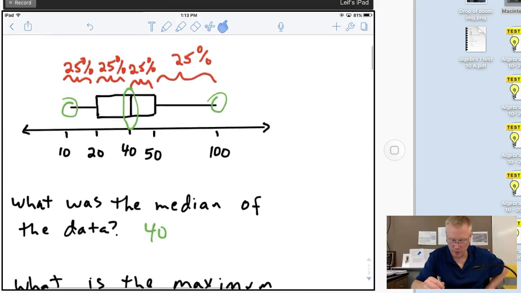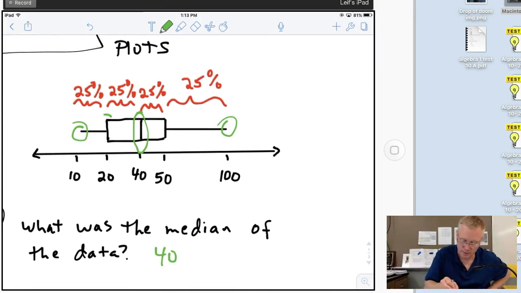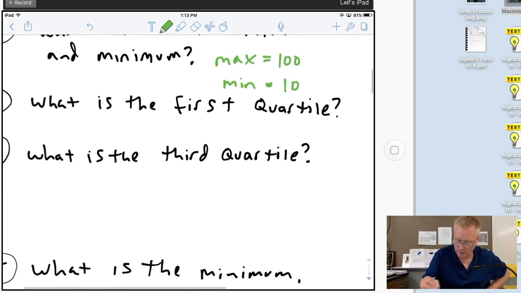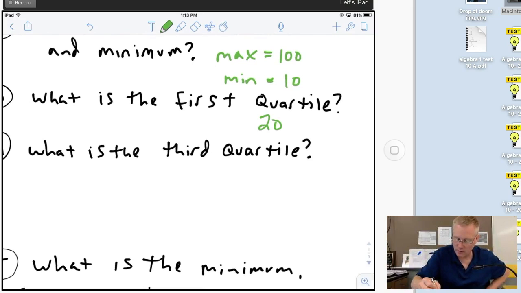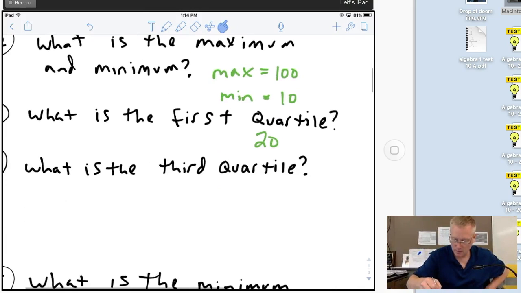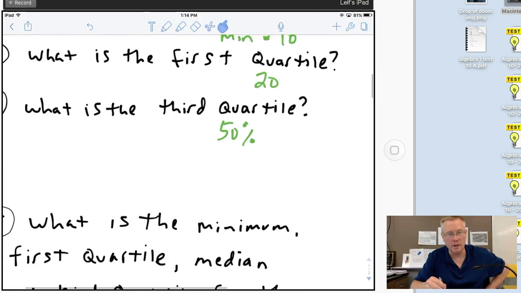And it says, what's the first quartile? The first quartile will be this number right here, which in this case is 20, all right? And we'll get more into how you calculate that in a little bit. But that's that one right there. First quartile is 20, and the third quartile will be the other end of the box, which is 50, okay? So that's 50. All right, so there's some basics with it, okay?